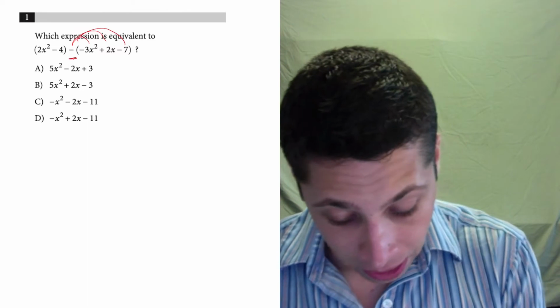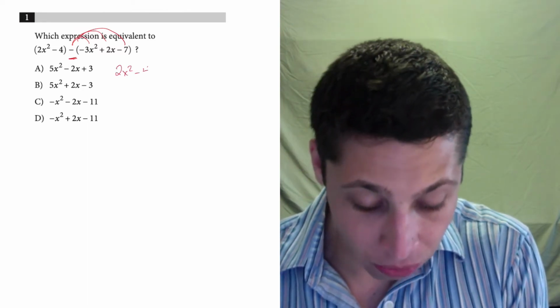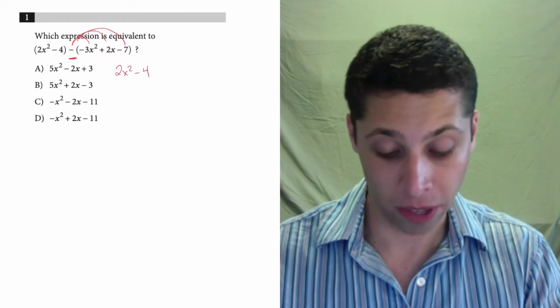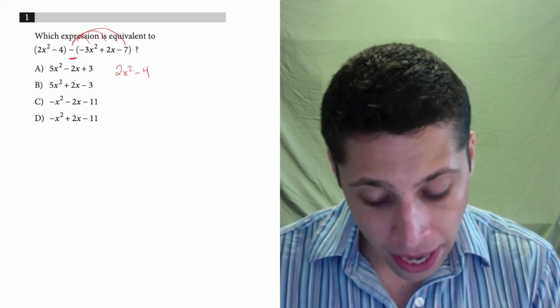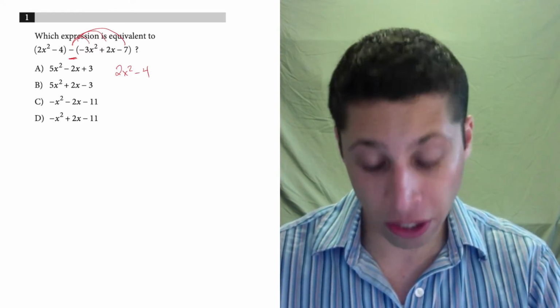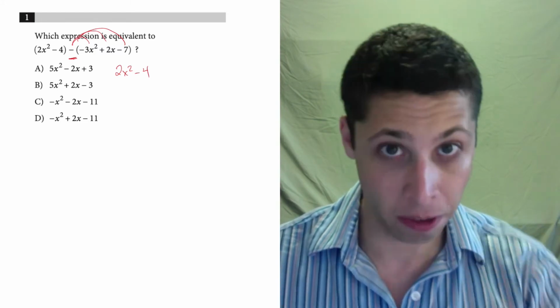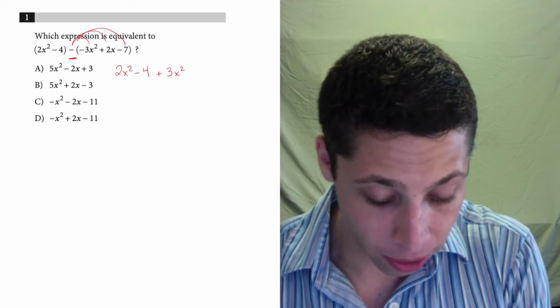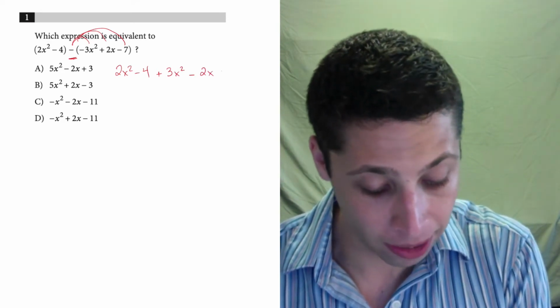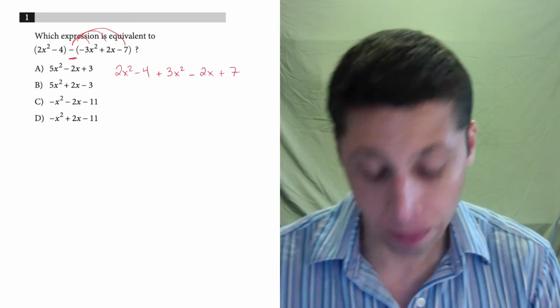So, okay, 2x squared minus 4 doesn't change, right? There's nothing in front of those parentheses, so we can just ignore them. But now that negative is going to switch the sign of every single piece in the other set of parentheses. So now we're going to have plus 3x squared minus 2x plus 7.